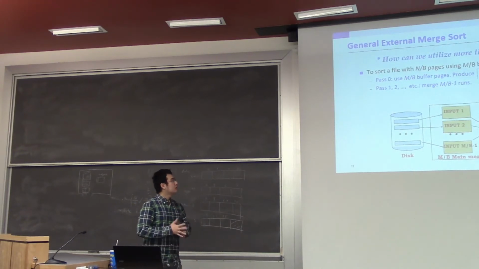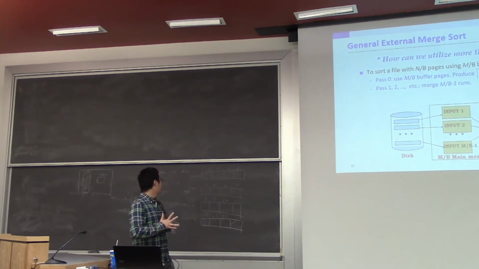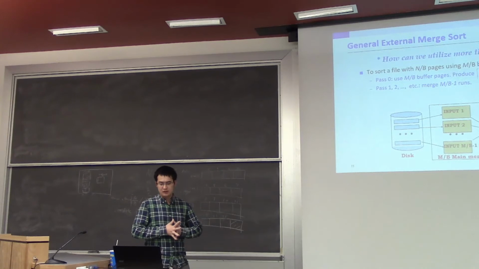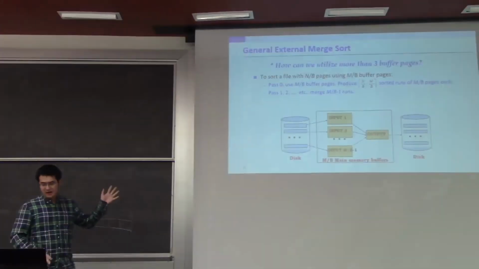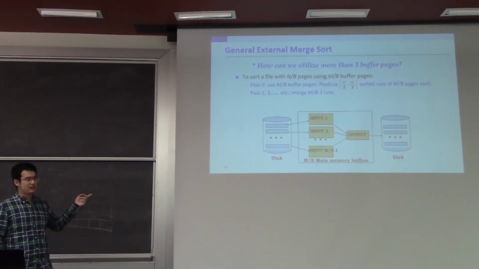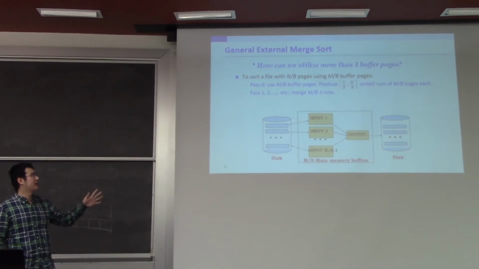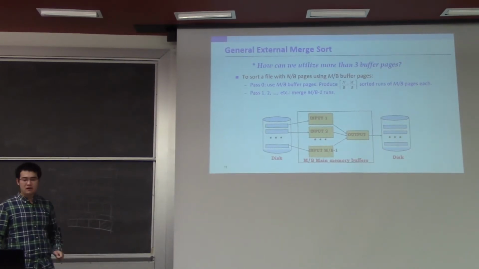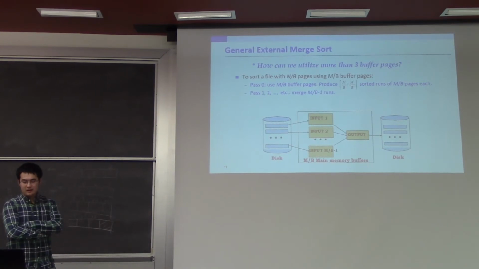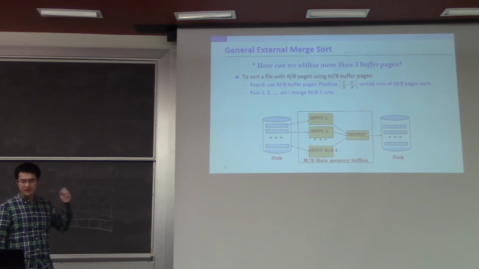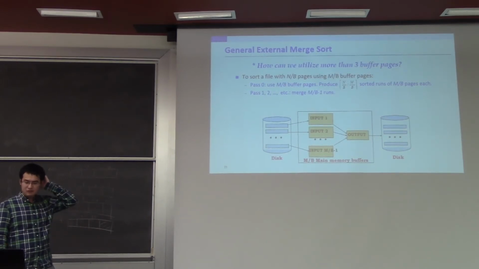So in general, if we have n pages and m bytes of memory for the buffer pool, after the first pass we have, as we mentioned before, n over b divided by m over b sorted runs of pages. Each run will have up to m over b pages. For the subsequent passes, you will use m over b minus 1 runs at a time and merge them into one run.